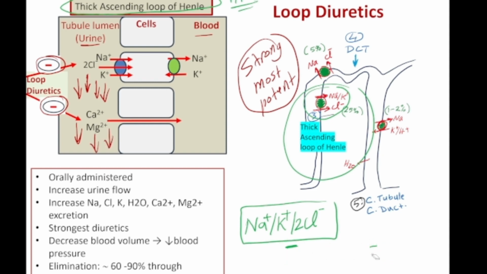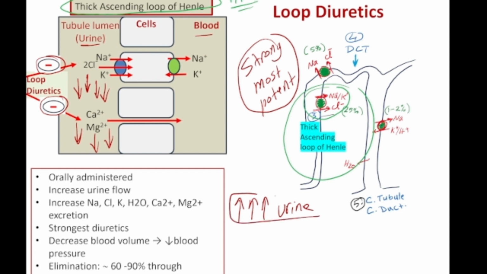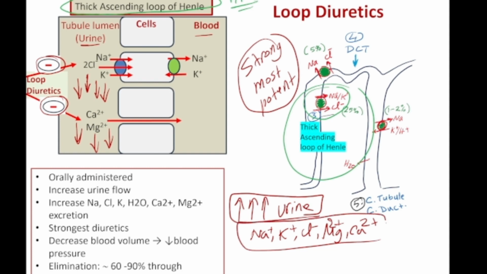This loop diuretic, furosemide, will increase excretion of these ions in the urine. Which ions? Sodium, then potassium, chloride, magnesium, and calcium. This group of ions will be eliminated through the urine. The patient will eliminate these ions in the urine. So sodium, potassium, chloride, magnesium, and calcium will be enhanced in the urine.